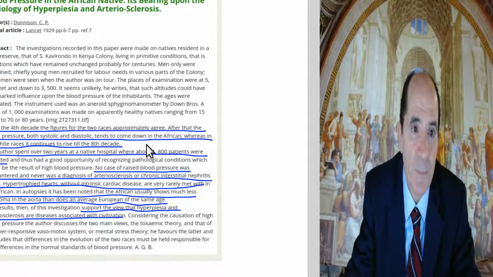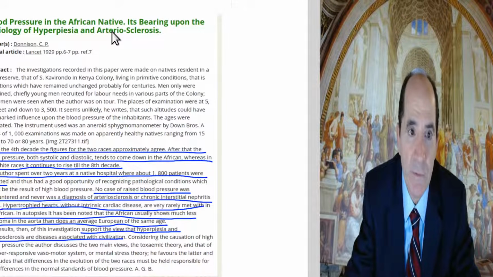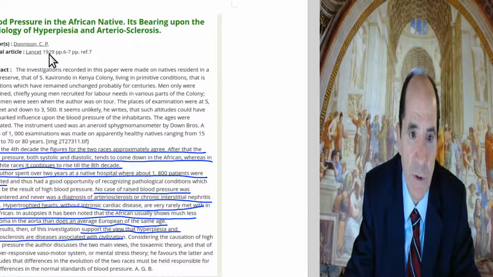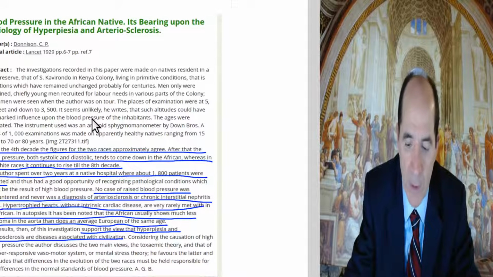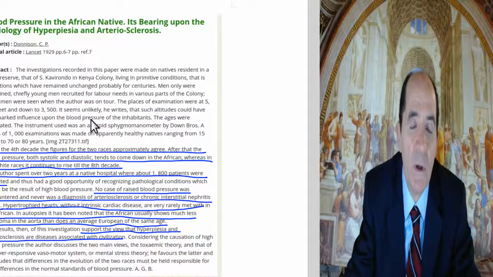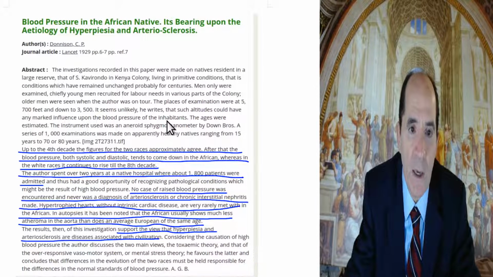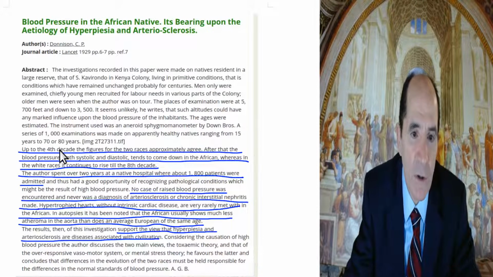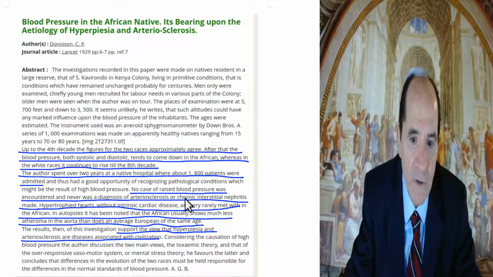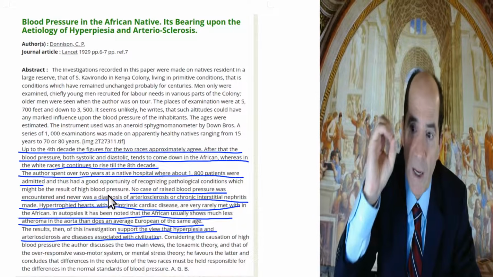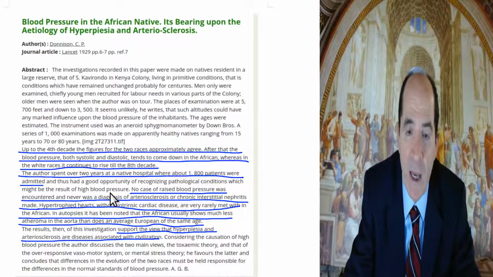Here's a classic paper, Blood Pressure in the African Native, written by C.P. Donison, Lancet Journal, 1929. You can hit the print screen button and save this paper. It's not always easy to find on the internet. Here, let me put it in the middle of the field here. Okay, so here it is. 1,800 consecutive adult admissions. Okay, adult men in Kenya in 1929. Here it is. No case of raised blood pressure was encountered. Not a single patient. 0 had hypertension. Where they ate a plant-based diet back in those days.